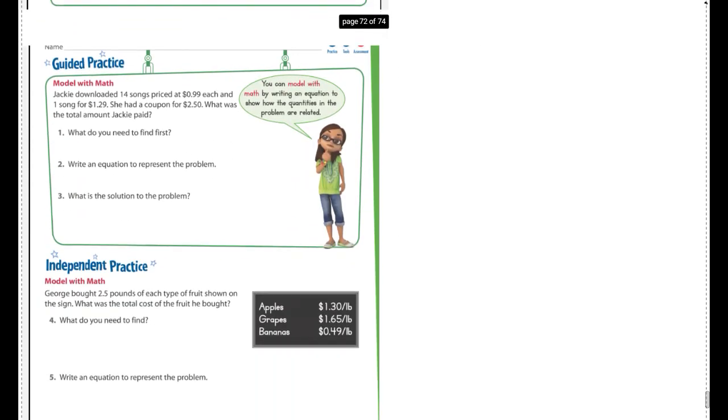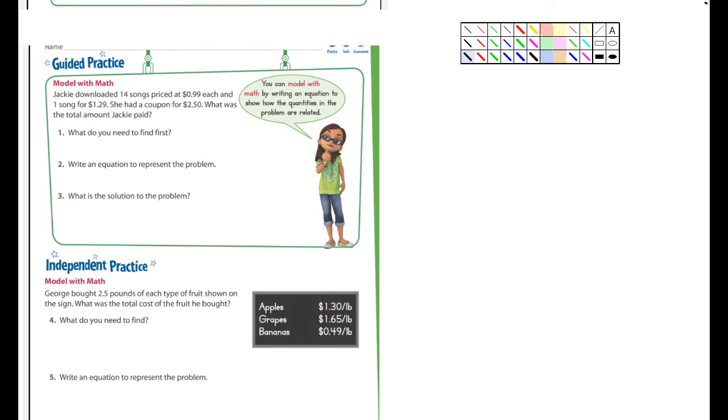So guided practice. Let's take a look at that here. It says Jackie downloaded 14 songs priced at 99 cents each. Okay, 14 songs, 99 cents each. And then one song for $1.29. She had a coupon for $2.50. Now a coupon, just so we're clear, would be a discount. So she's going to get $2.50 off her total cost. And then it says, what was the total amount Jackie paid? So in other words, what's the total cost minus the $2.50?